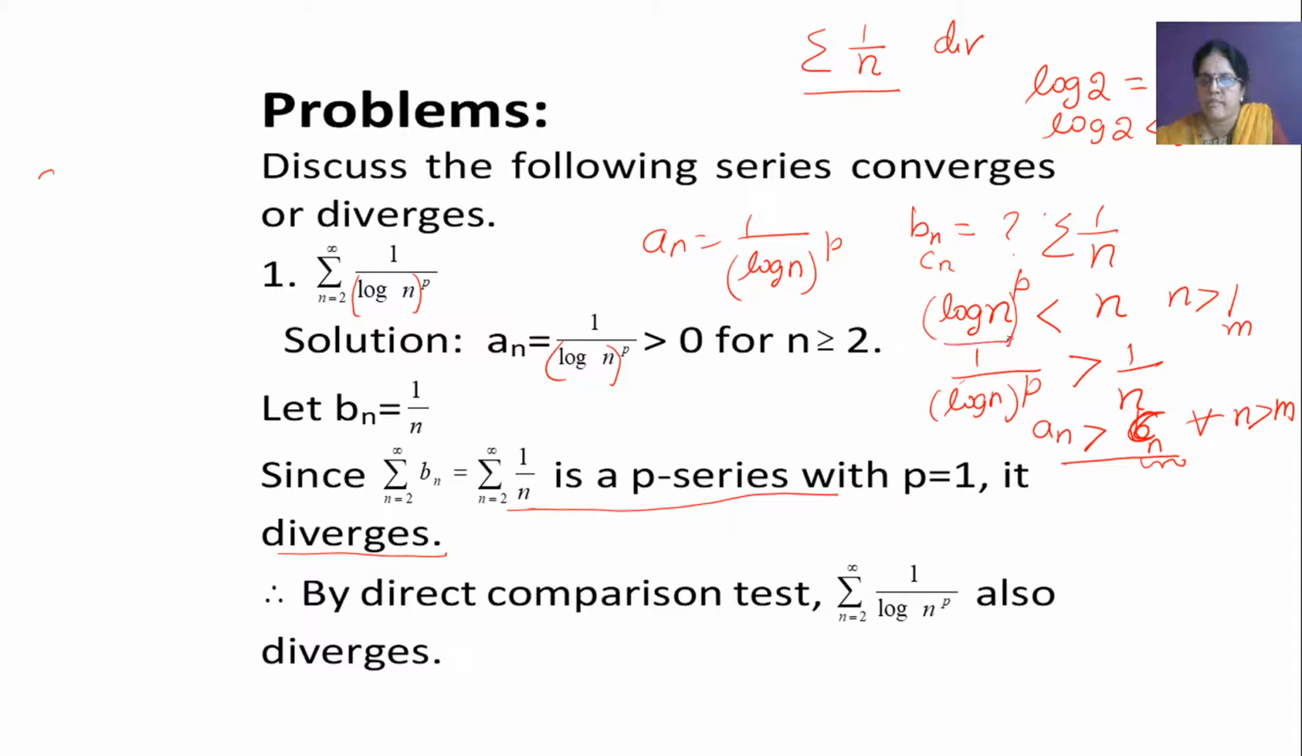So (log n) power p is less than n. When you take the reciprocal, 1 by (log n) power p is greater than 1 by n. You know, for positive terms, for example 2 is less than 3, when you take the reciprocal the inequality reverses: 1 by 2 is greater than 1 by 3. So this is of the form an greater than cn, and sigma cn is divergent. Therefore sigma an is also divergent.